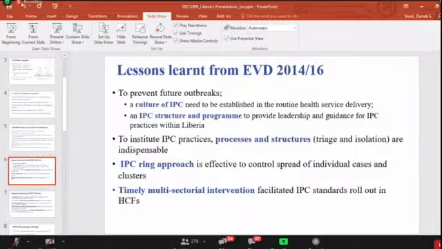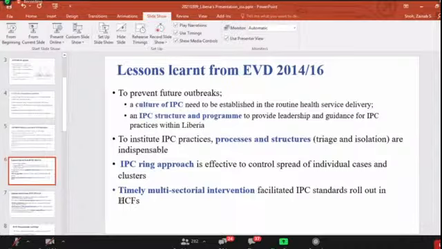We also wanted to decentralize the IPC program to the subnational level. So to do that, we recruited IPC focal persons for all of the 15 counties. They were trained and deployed to monitor IPC standards and practices in the county. The same with the healthcare facilities. Healthcare workers at the various healthcare facilities were designated and trained to ensure that IPC practices and standards are adhered to and monitored. They are also charged with the responsibility to ensure that refresher trainings are ongoing at their various levels, and all of the reports are then sent to the national level.